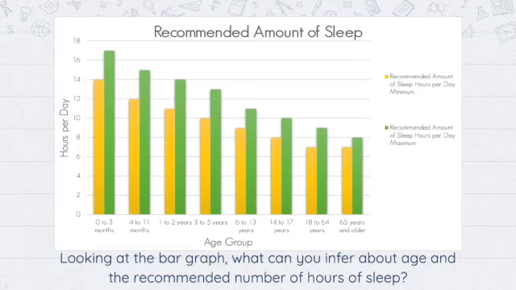Here is our final question about the bar graph. And this question lets us draw inference from the data presented in the graph. Looking at the bar graph, what can you infer about age and the recommended number of hours of sleep per day? In other words, what does this bar graph tell us about the amount of sleep each age group requires?